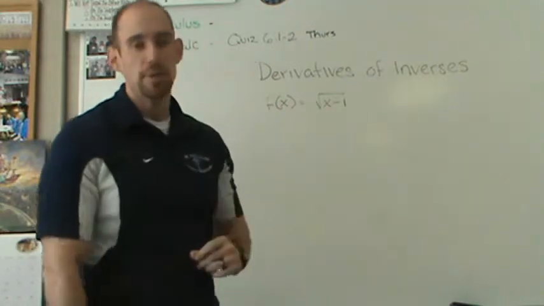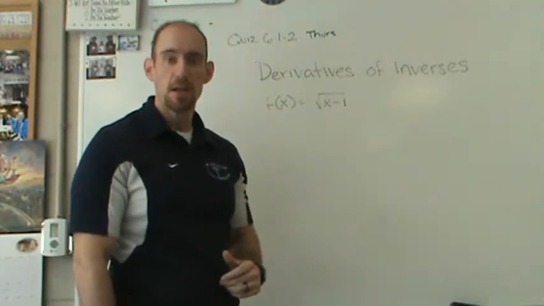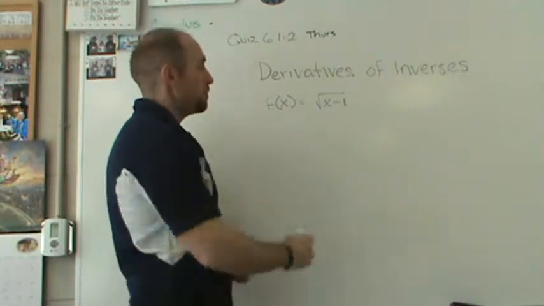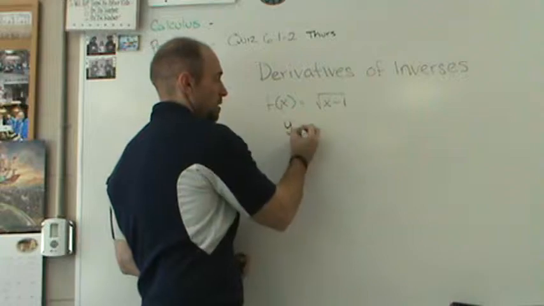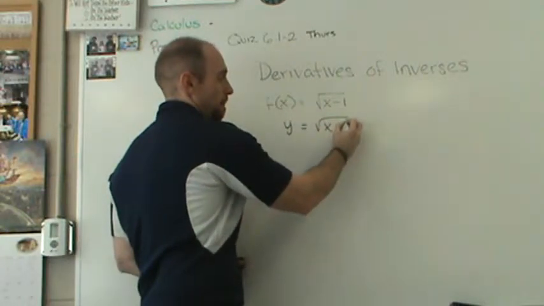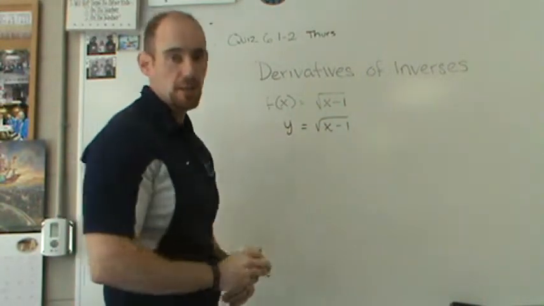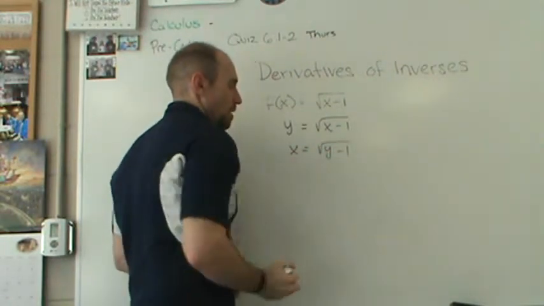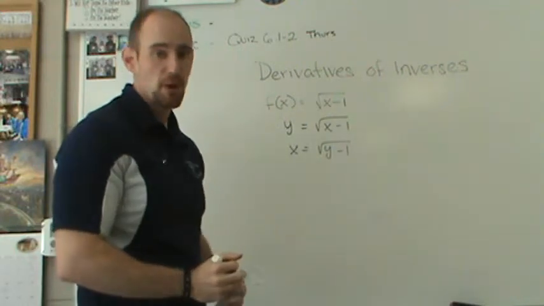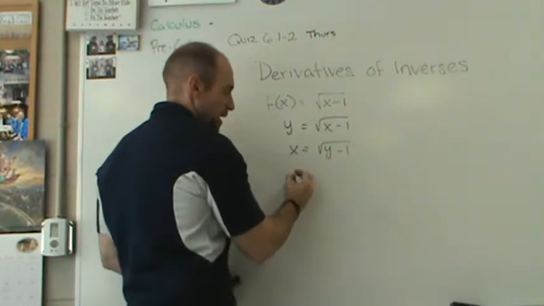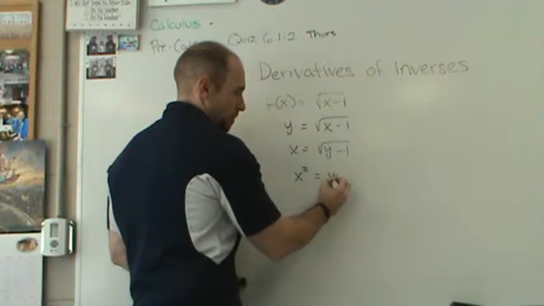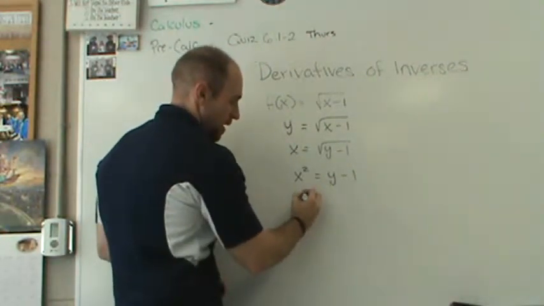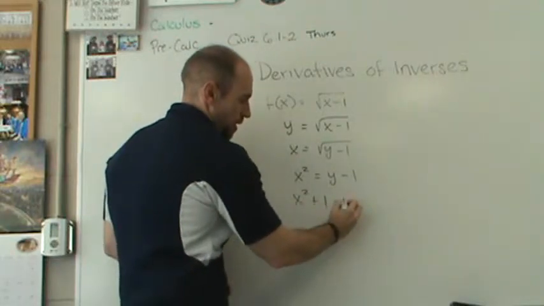So here I have a function up here, f of x equals the square root of x minus 1. Let's remember how to go ahead and find the inverse of this. Now remember, the first thing you're going to do is switch f of x to y. And then we're going to switch the x and the y. And then we just solve for y. So we've got to get rid of the square root, so I'm going to square both sides. And then I'm going to add the 1 over. So this gives us x squared plus 1 equals y.